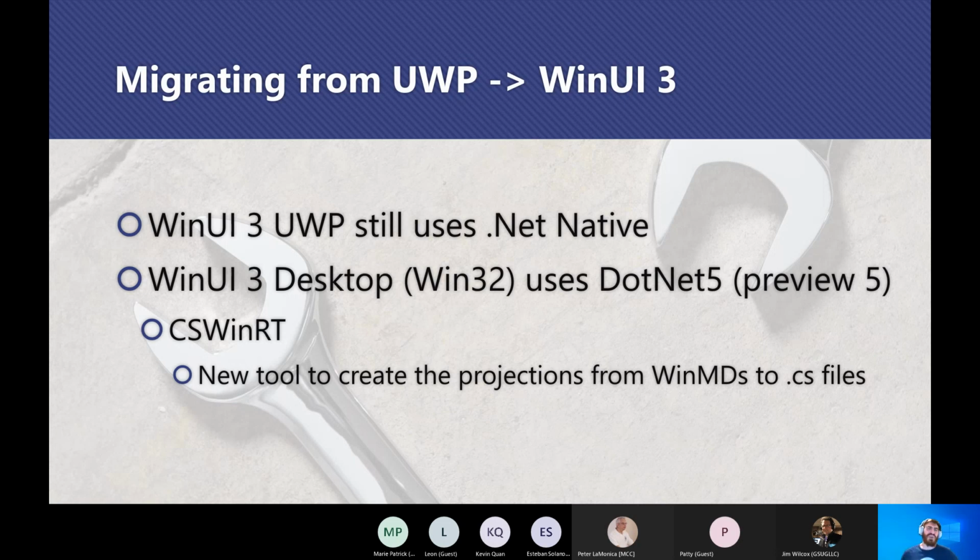So if you're building an application, that probably doesn't matter. If you're authoring a library, that matters a lot. You have to provide the projections of your C++ library, as one example, through the CS_WinRT tool, so it can be consumed from any language.